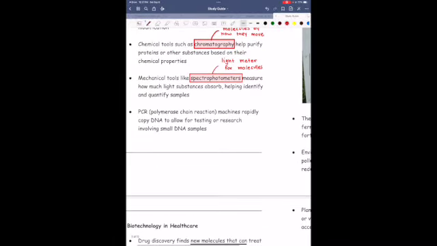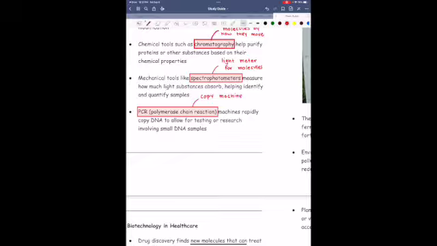And then polymerase chain reaction, or PCR for short. This is like the photocopy machine for DNA, and it allows us to take a very small sample of DNA and grow it into many, many copies. So PCR is like a copy machine.